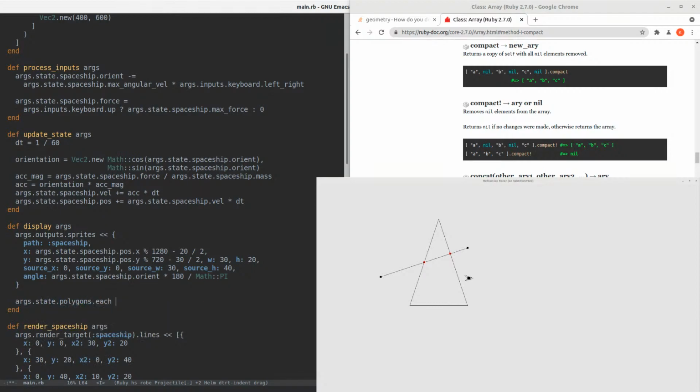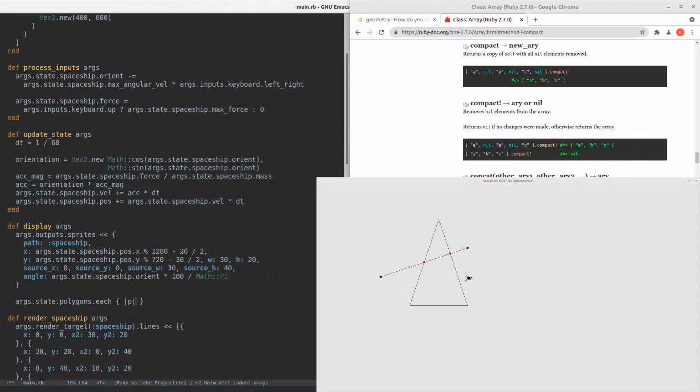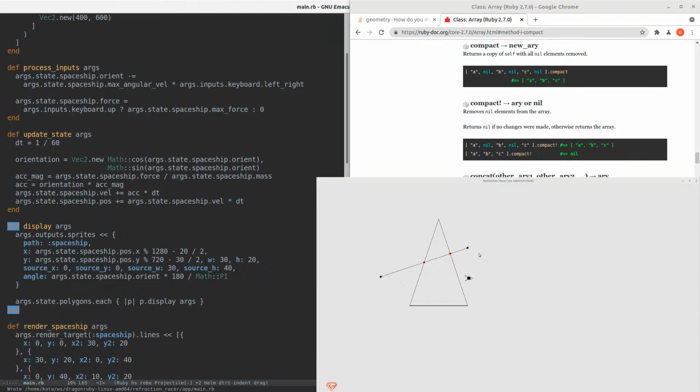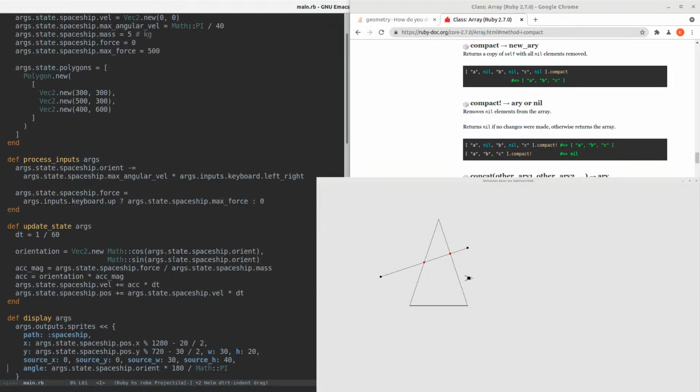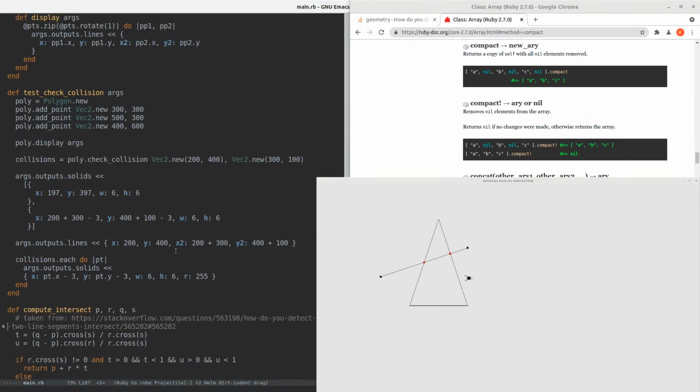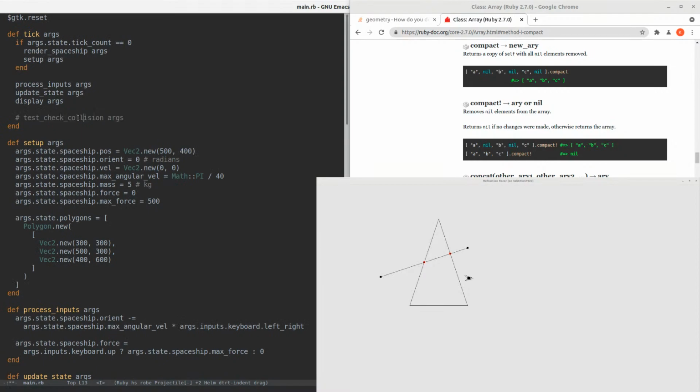args.state.polygons each, and then we'll do e.display. And, you know, at some point, maybe next video, I'll talk about filling it in using render targets. But for now, this should do. And now I bet if we remove this guy, it should, in theory. Yep. So we have now that triangle there.